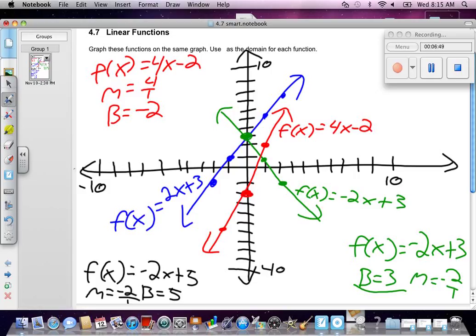So I'm going to start at 5. 1, 2, 3, 4, 5. And then I'm going to go down 2 over 1, down 1, 2 over 1, or you can do the opposite, up 2 over negative 1. And this is f of x equals negative 2x plus 5. All right, let's turn it over.